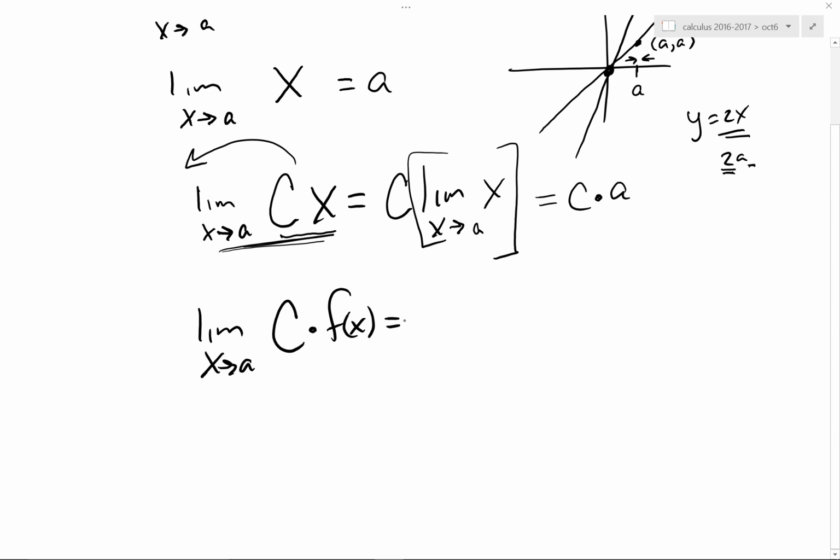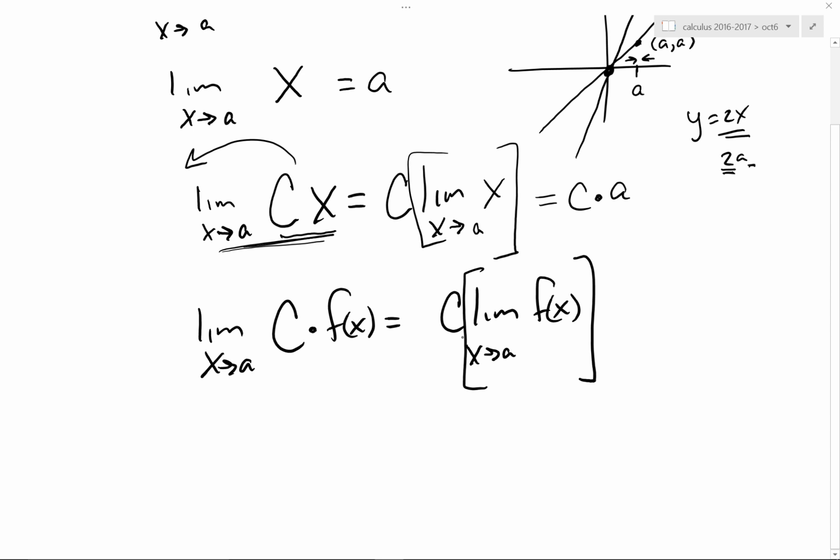Yes? Then it would be equal to c times the limit, and I don't know what the limit is, so I'm not going to tell you. I'm just going to leave it like this. Doesn't matter what the function is, you can pull the c out and take the limit of the function without the constant in there. Why? Because sometimes it's easier? Yes.